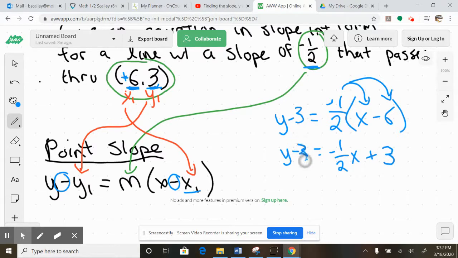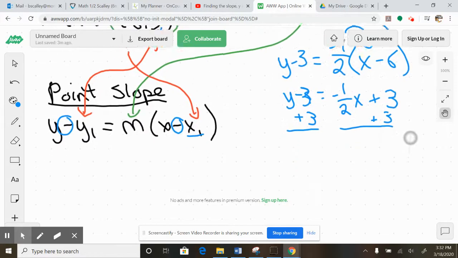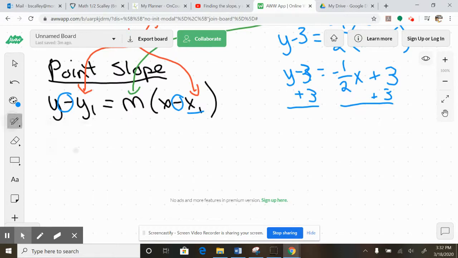Now this was sloppy, but to get y by itself, I'm going to add 3 on both sides. And I should get this to cancel, and I get y equals -1/2 x plus 6. That's in slope intercept form.